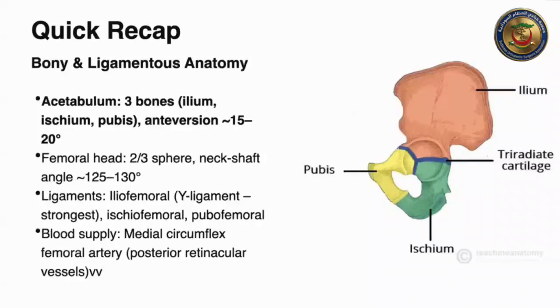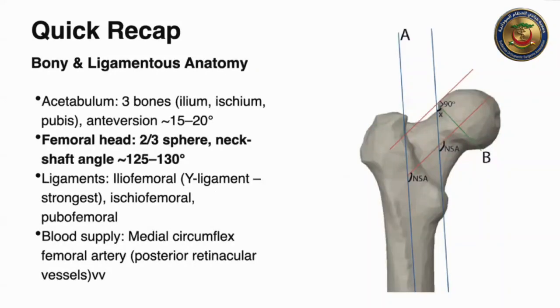Let us take some recap about hip anatomy. We know that the hip joint is a ball and socket joint, composed of the acetabulum and femoral head. The acetabulum is composed of three bones, the ilium, ischium, and pubis, that unite together at approximately the age of 8 to form the acetabulum. Deep in the socket of the acetabulum, we have the labrum. Also, the femoral head is two-thirds of a sphere with a neck shaft angle of 125 degrees plus or minus 5.